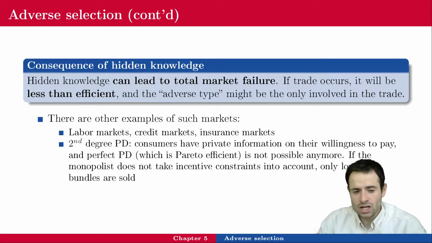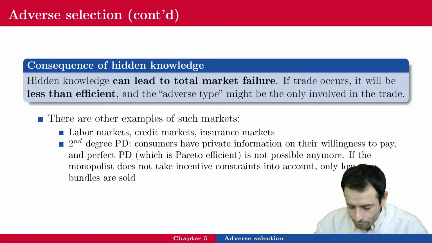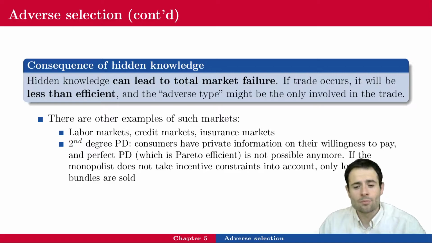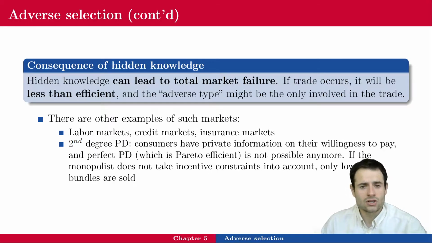We have covered second degree price discrimination at the beginning of the semester. That is also an example of adverse selection. Consumers have private information on their willingness to pay. They know their type. Perfect price discrimination is Pareto efficient, but it's not possible anymore. So the monopolist needs to take into account different types of constraints for each type of customer to buy the bundle that targets them. And this is what we saw in assignment one and also in the problem set about price discrimination. We need to make sure that each type of customer will buy the bundle that targets them. If the monopolist does not take into account the fact that there are multiple possible deals, then only the low type bundles will be sold. And again, the high quality customers will walk away. Adverse selection.